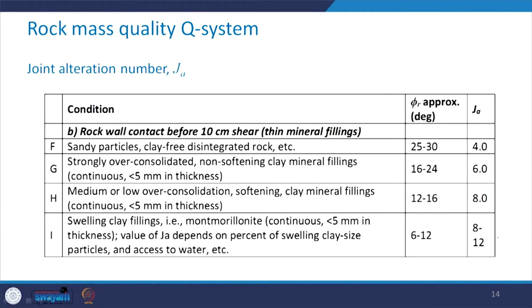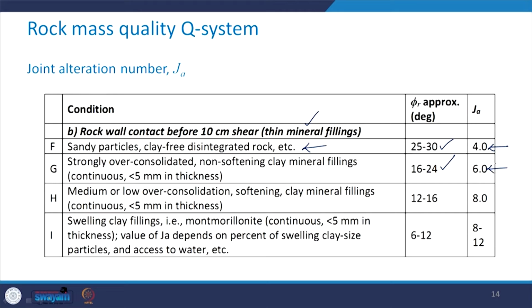Coming to the next category of condition, when rock wall contact is there before 10 centimeter of shear, and this will have thin mineral fillings. In that case, if you have sandy particles, clay free disintegrated rock, etc., then phi r varies between 25 to 30 degrees and the rating assigned to JA is 4. In case of strongly over-consolidated non-softening clay mineral fillings, which should be continuous with a thickness less than 5 millimeter, the phi value is 16 to 24 and the rating is 6.